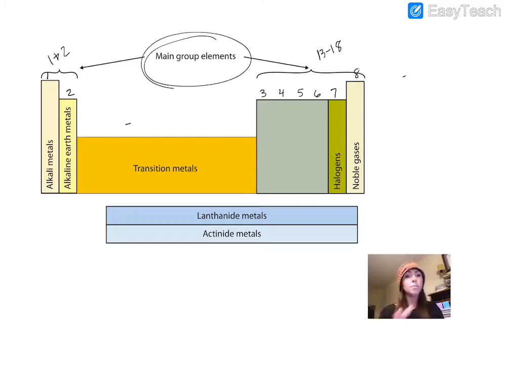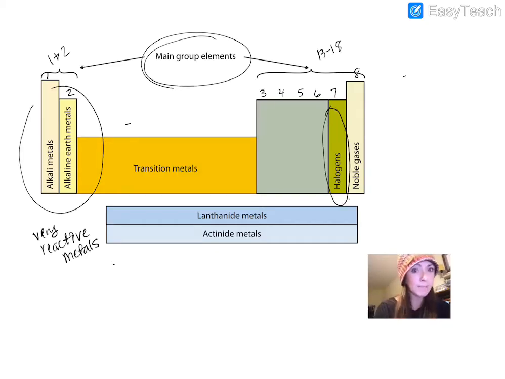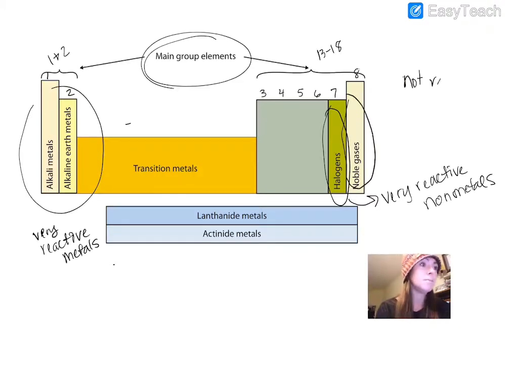Now, groups 1 and 2 are important because if you recall from the beginning of the year, these are very reactive metals. Reactive metals, okay? And then this right here is the most active, reactive group on the periodic table. This is a very reactive group of non-metals, okay? And then lastly, or almost lastly, your noble gases are not reactive at all because they are completely stable.